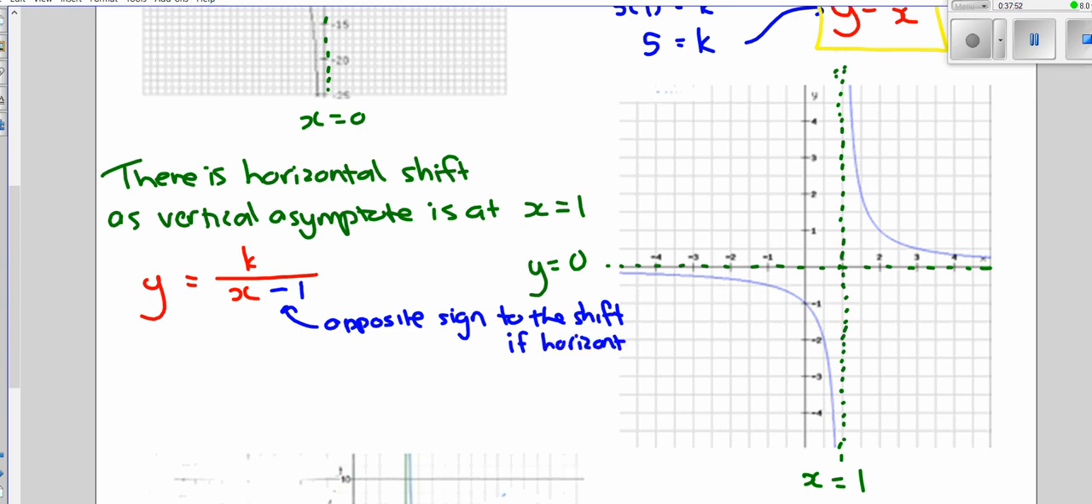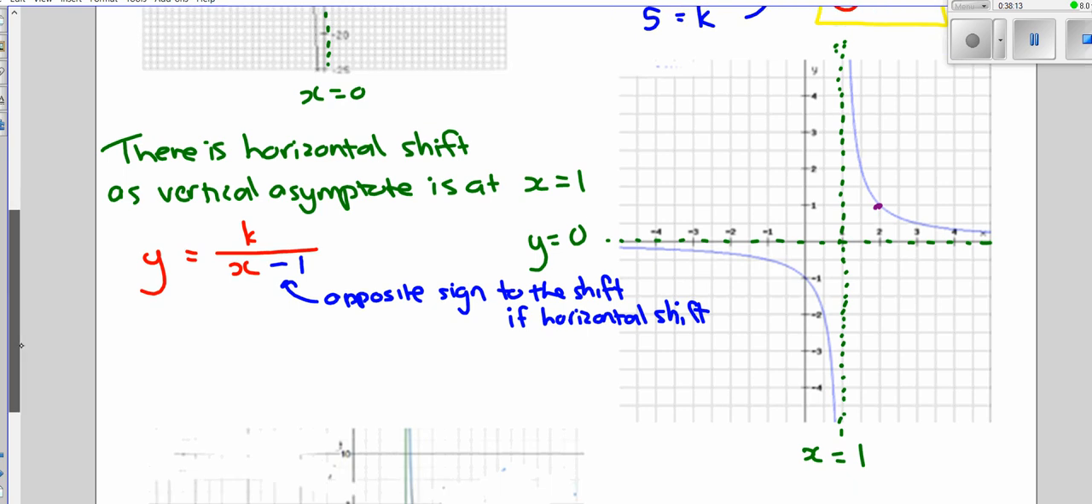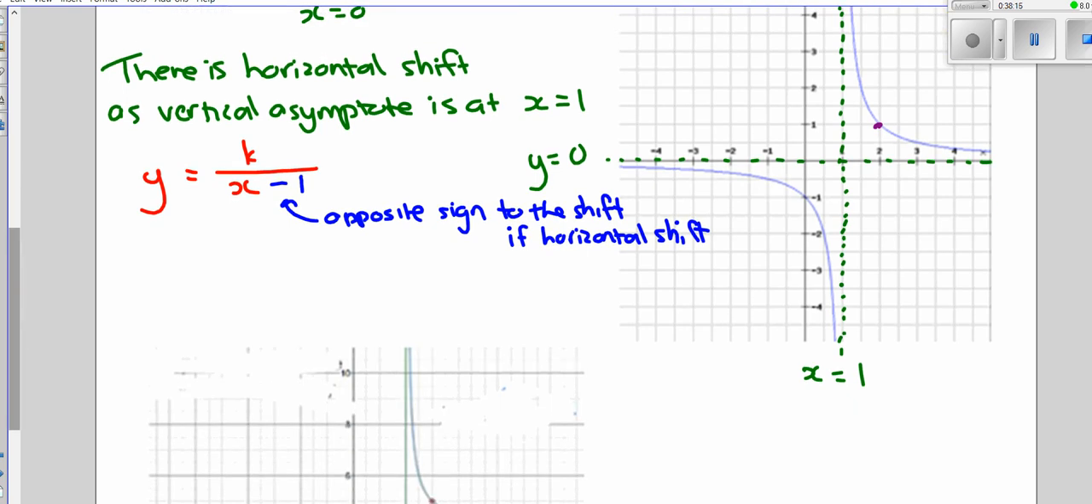If it's a vertical shift, then it's plus if it's going upwards, minus if it's going downwards. But if it's horizontal, it's the opposite sign to the shift. Now we need to check with a coordinate what the value of k is. A good coordinate to use might be 2 and 1. So we're going to use 2 and 1. X is 2, y is 1. I'm going to plug it in.